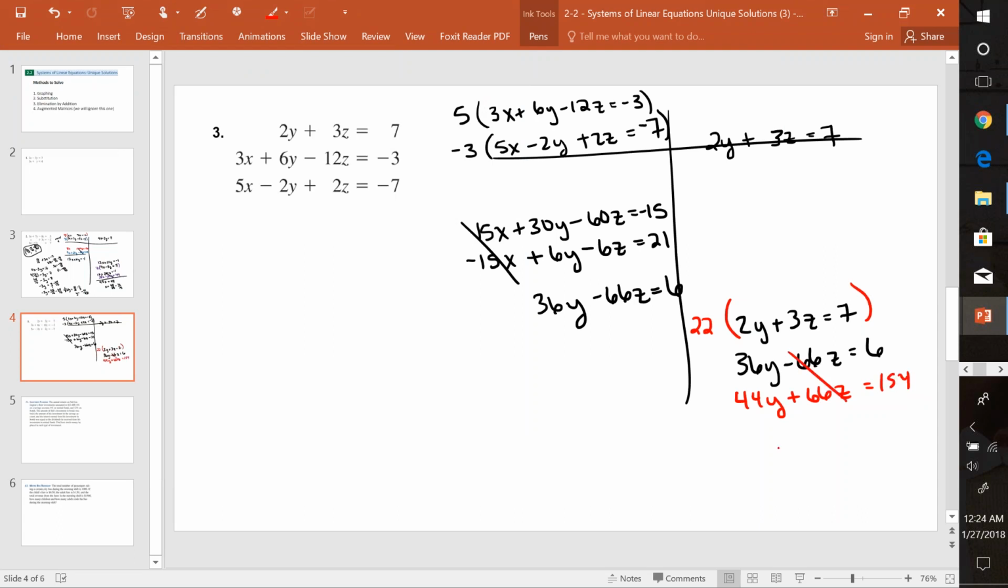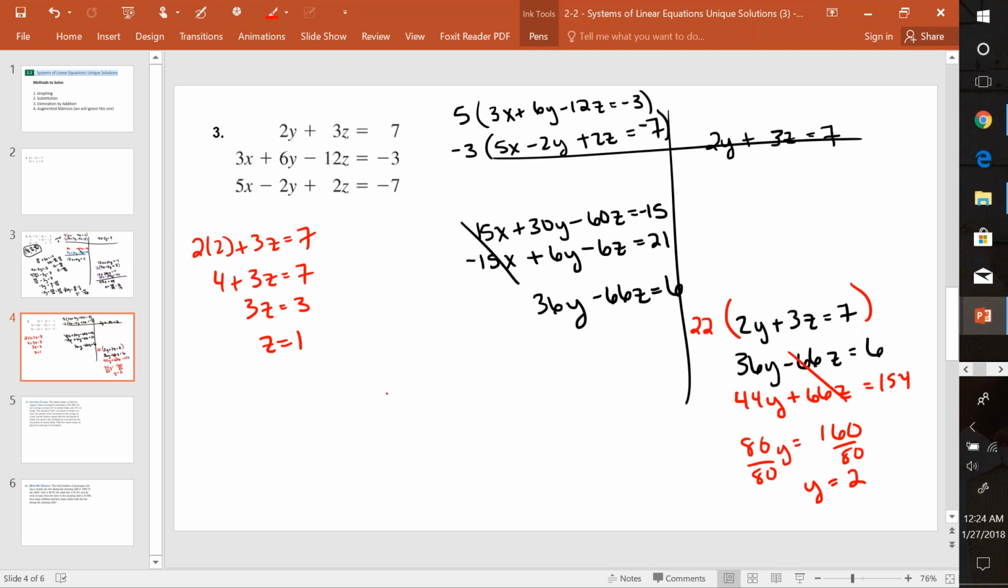So then we are going to get 80y equals 160. Divide by 80. That's going to be y equals 2. So that one came out nice. So 2 times 2 plus 3z equals 7. I'm going to use this one and find the z. So that's 4 plus 3z equals 7. 3z equals 3. So z equals 1.